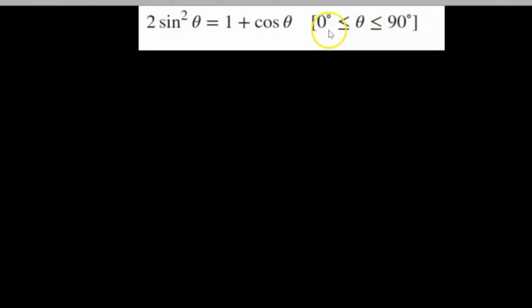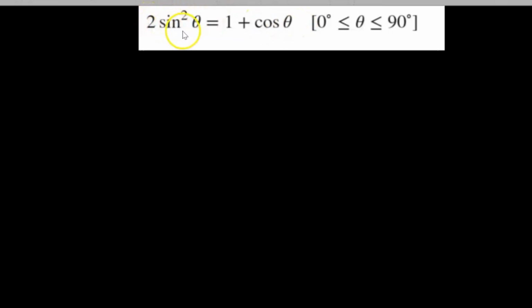Let's get into it. We have 2 sine squared theta equal to 1 plus cos theta. We want to find the value of theta, given that 0 is less than or equal to theta less than or equal to 90. That is, theta is a value between 0 and 90 degrees.